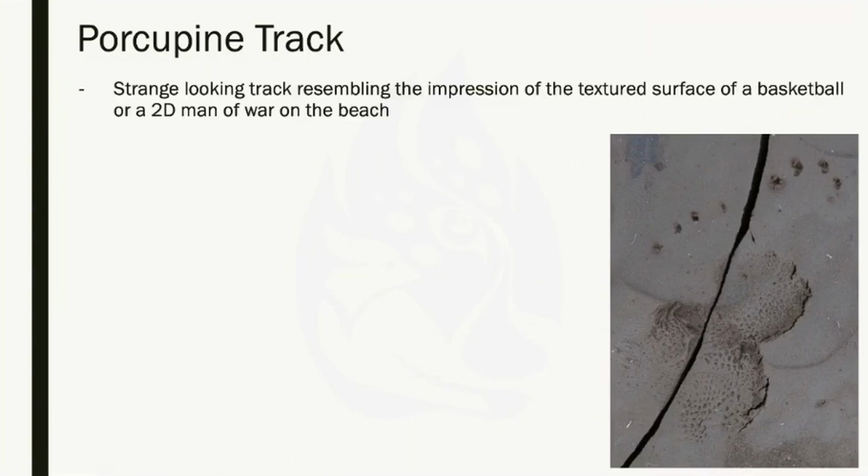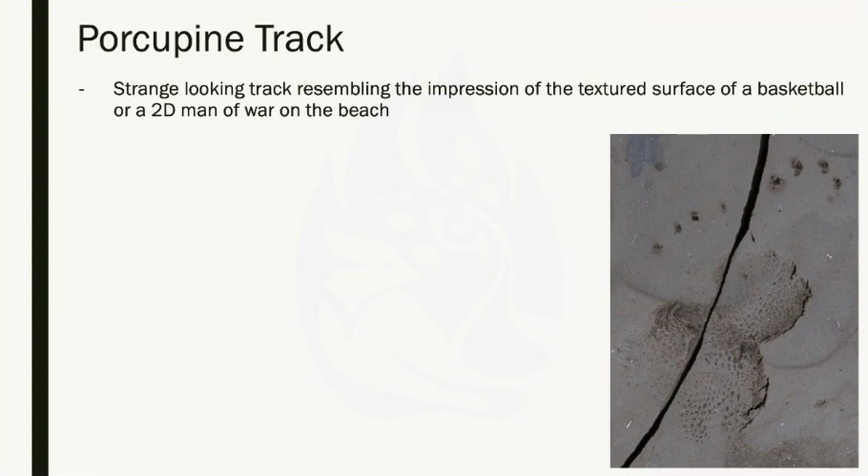This is a really strange looking track, and the best way that I can describe it is the surface of the foot. Sometimes I'll stop and see an animal on the side of the road that's been killed by a car. I don't recommend you do this. Wear gloves if you do, just in case it has disease. But if you look on the bottom of the foot, you'll see it's a pebbly surface. It looks like a basketball, and that texture obviously helps them grip.